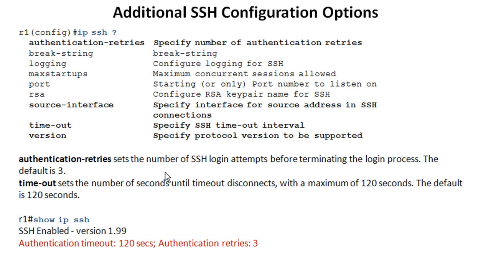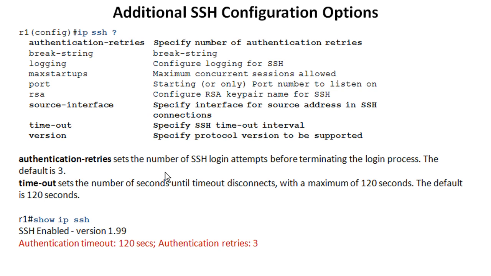So this is if you were connecting from R1 to R2. By default, you're going to get 3 shots at getting that password correct before it stops the SSH login process. We see this with Telnet as well. This shouldn't be a surprise, but you can change this to anything you want from 1 to, I don't know what the upper limit is, but the default is 3.